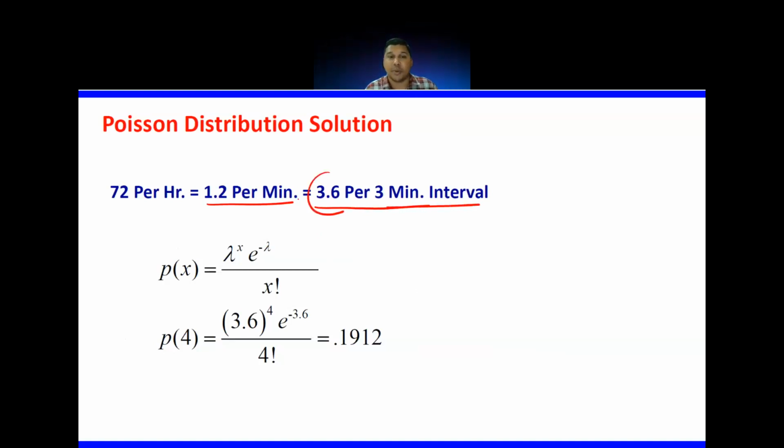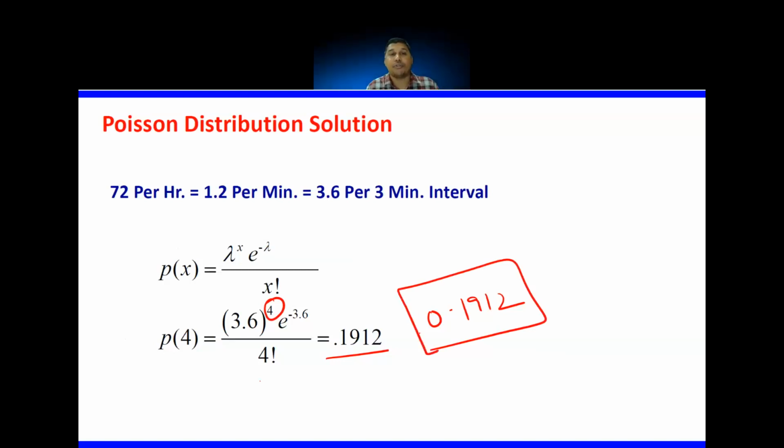For 3 minutes, 3.6 customers are coming, so your lambda becomes 3.6. So 3.6 power 4 times e power minus 3.6, divided by 4 factorial, gives 0.1912. So the probability of 4 customers coming in the first 3 minutes is 19% or 0.19, which is very low.